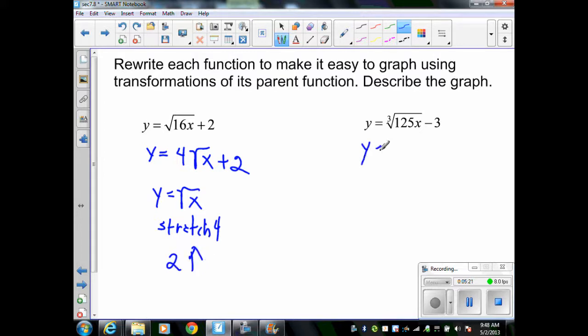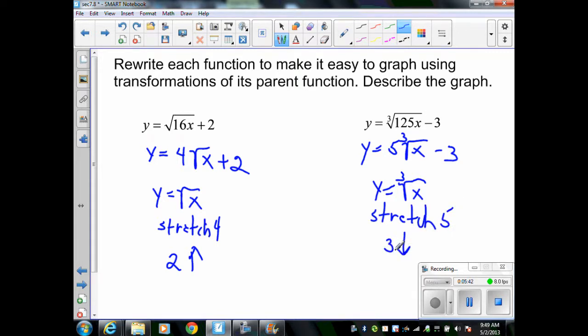Here, when I simplify, the cube root of 125 is 5. 5 times the cube root of x, minus 3. My family of functions is y equals the cube root of x. A stretch of 5, but a shift down of 3 units.